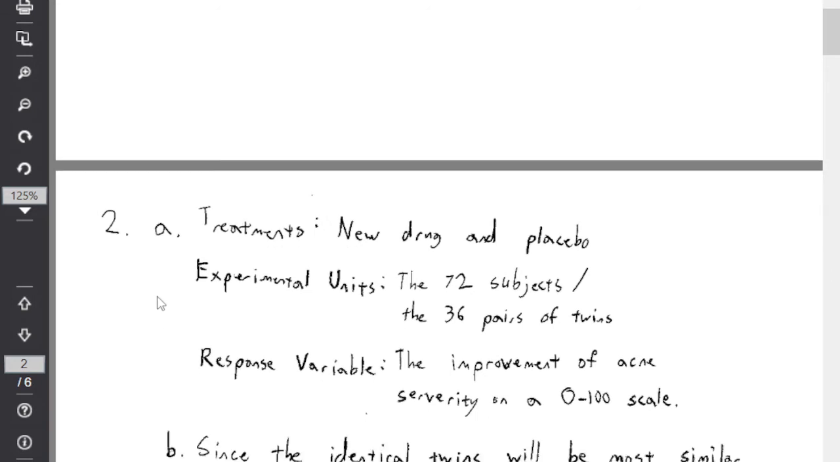Response variable, what are we measuring about these people? What are we seeing how this treatment affects? Well, the improvement of the acne severity on that scale. And we've talked about this before. When you say the response variable, you should define it in a way that you can see and track how it's getting measured.